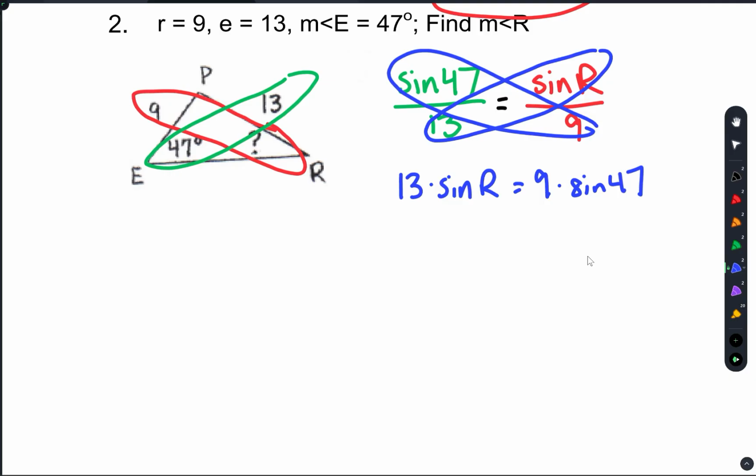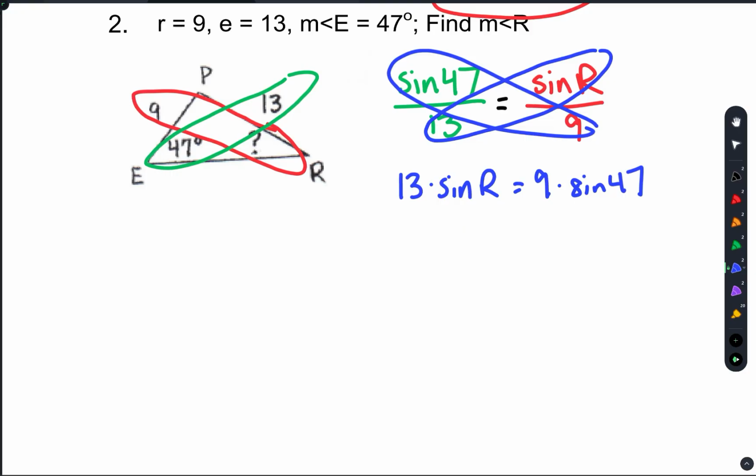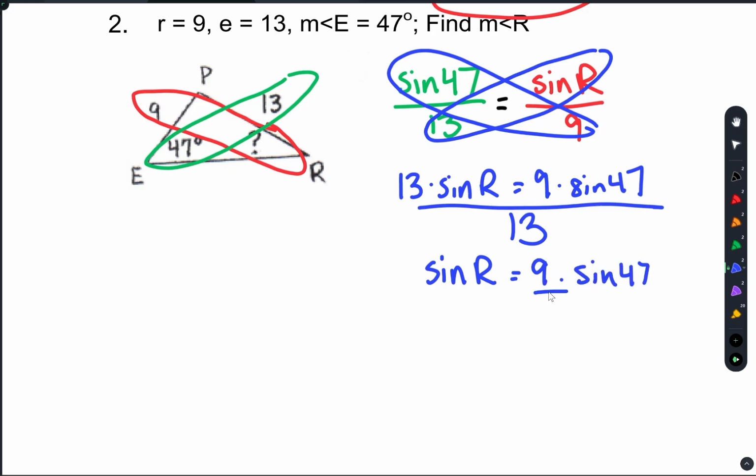And now we're going to think about what we have to do. I'm trying to get R by itself. So the first thing I can do is divide this 13 out of the way. So I'm left with sine R equals 9 times sine 47 over 13. And I cannot divide by sine. The way that I get rid of that sine, because that sine is sticking with that R, is I have to do inverse sine of both sides.